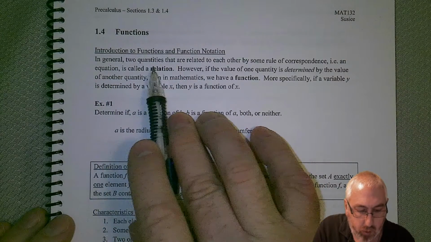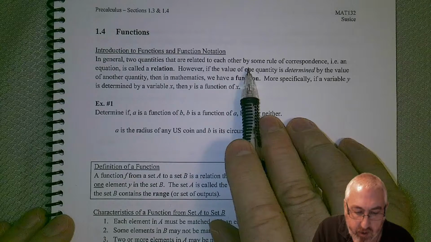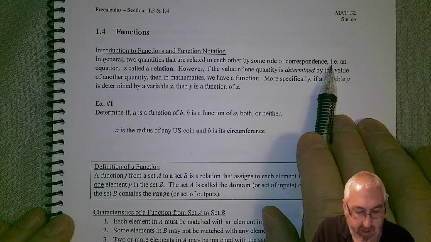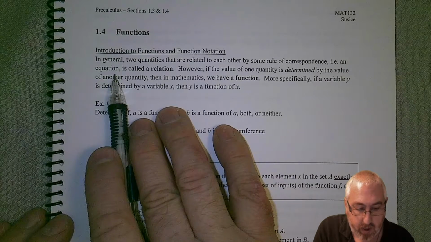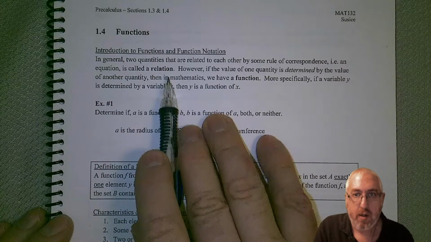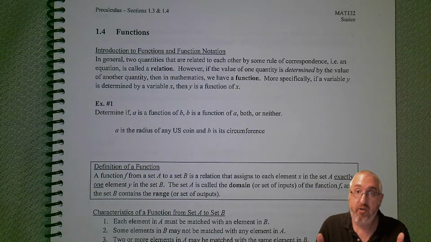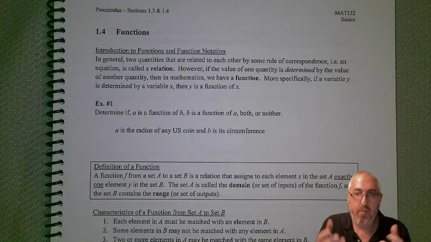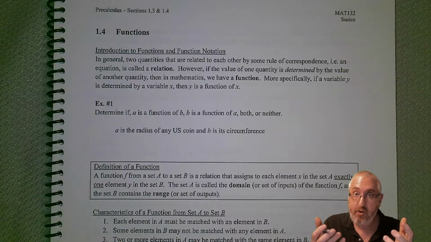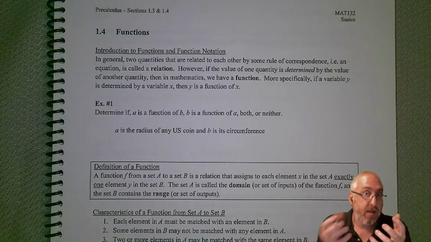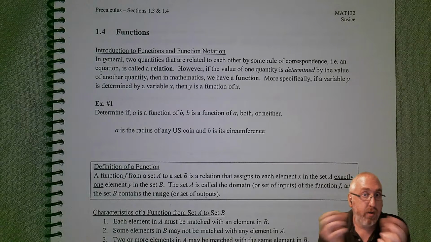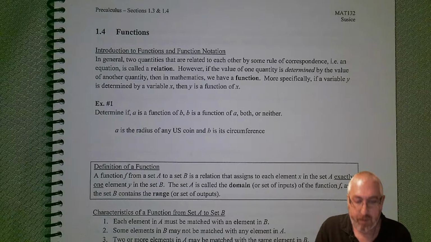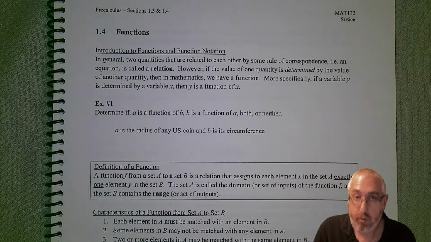In general, two quantities that are related to each other by some rule of correspondence, i.e. an equation, is called a relation. So in an equation, usually you have x and y, and sometimes you have other variables, but x and y are related to each other by some manipulation of one to get to the other. That is a relation. But we can go even further with that.